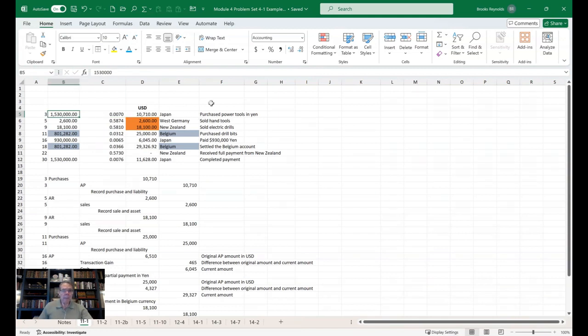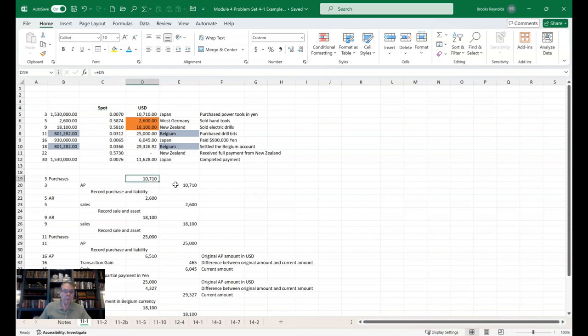So the first one is that we purchased power tools in yen. So we purchased 10,701. Now this is the spot rate, okay? And that's what we could convert. So if we had to go on the day that we made this transaction, if we had to say, well, we've got to come up with 1.53 million yen, then it would cost us $10,710. So we're going to record that purchase.